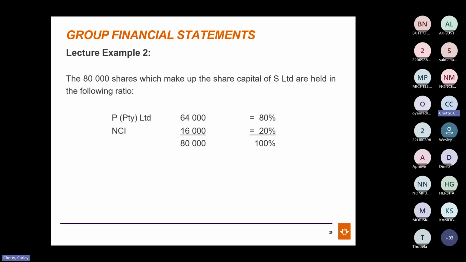So it means P has 80% in S. So P acquired 64,000 shares and S has a total of 80,000 shares. So it means that P owns 80% in S. And then again, we have non-controlling interest. They own 16,000 shares out of S's 80,000 shares. So the non-controlling interest is therefore 20%.